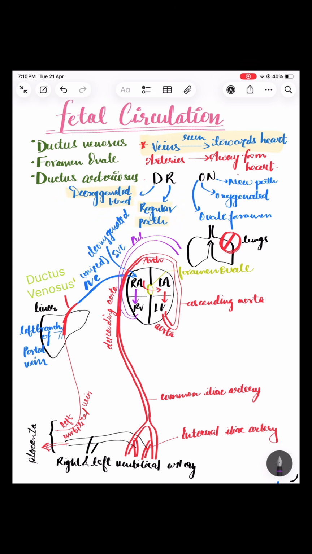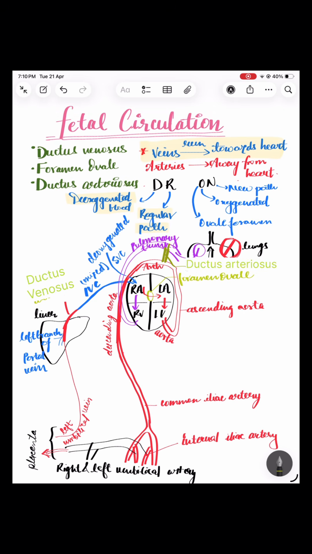The deoxygenated blood follows the regular path, meaning it goes into the right atrium, right ventricle, then into the pulmonary arteries, but since the lungs are non-functional, the blood enters back into the arch of aorta via the ductus arteriosus, and the deoxygenated blood gets out from the body into the placenta by the right and left umbilical arteries.